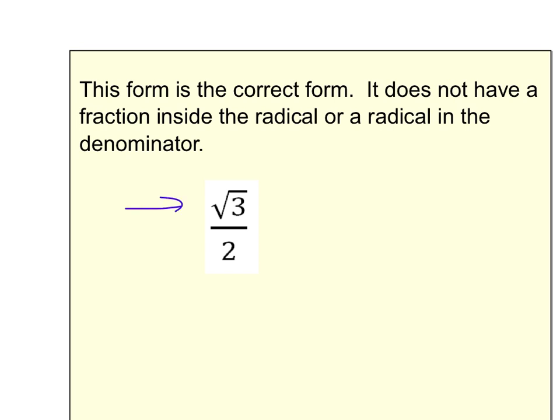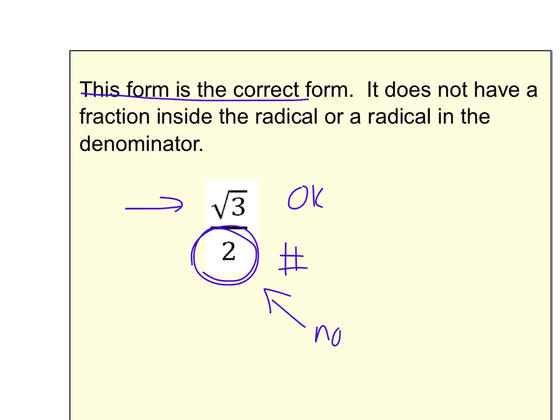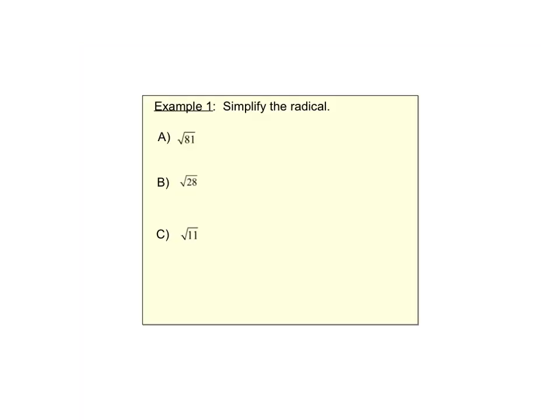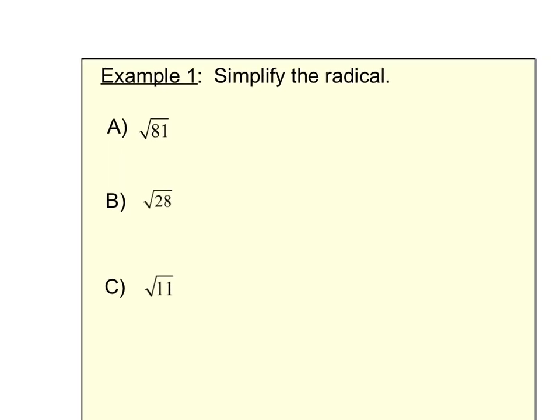So the square root's in the top, which is fine. This needs to be a whole number of some sort. All right, so this is the correct form. Square root on top, okay. Number on the bottom, okay. No square root. So just be aware of that when you're dealing with these things. Okay, so if I'm simplifying the radical, basically what I'm trying to do here is break it apart and find perfect squares.